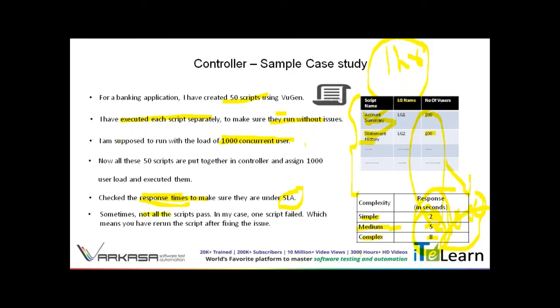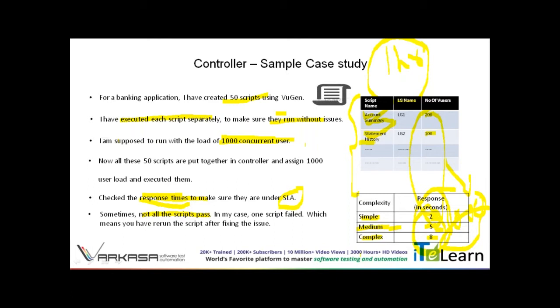Sometimes not all the scripts pass, which means that some of the scripts have response times of more than 2 seconds or more than 5 seconds. Let's assume one script fails, which means that you have to rerun the test after fixing the issue. Some of them have response times greater than 5 seconds, so you have to rerun the test.